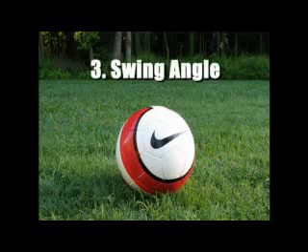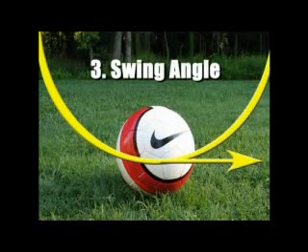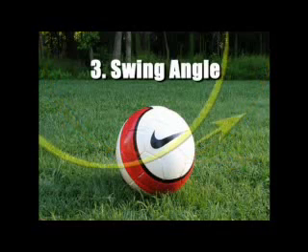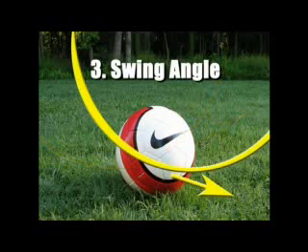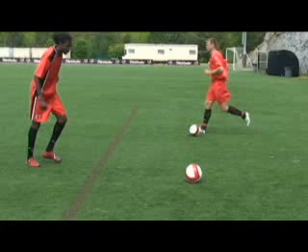Number 3, swing angle. If the ball is struck in the center of the swing circle, the swing angle will be neutral or flat and the ball will go straight. If we catch the ball on an upward swing angle, the ball will follow this path and travel upwards. If the ball is struck on a downward swing angle, the ball will follow and travel downwards. Now this is where you can get a little confused.